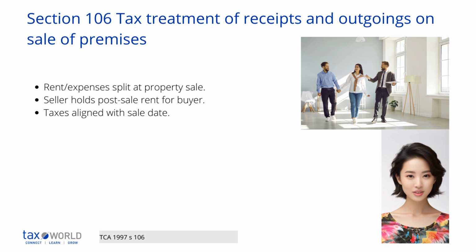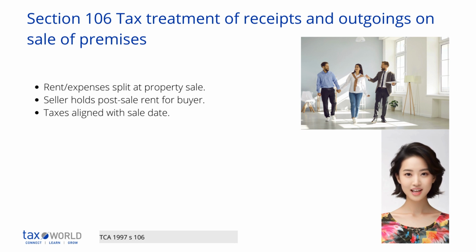Rent payments that are made for the time before the sale is completed are usually given to the seller, while rent for the time after the completion goes to the buyer. Expenses are handled in a similar way. There might be situations where the seller receives rent that should belong to the buyer or pays expenses that should be covered by the buyer. In these cases, the seller acts like a trustee, holding the money or responsibility until the sale is complete.